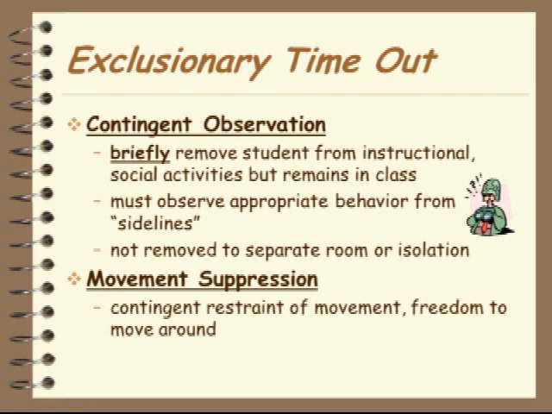So then you just say to them, okay, for the next 5 minutes, you're going to sit over here on the bench and you're going to watch everybody else play. And then the student sits there, and at the end of 5 minutes, you say, are you ready to follow the rules and rejoin the game? That is an example of contingent observation.